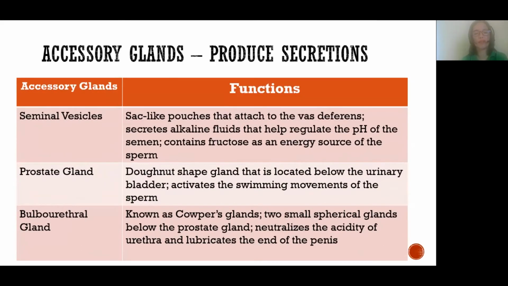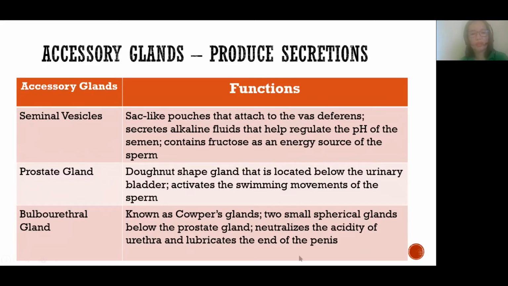Other than this, we also have accessory glands. So this part produces secretion. They produce fluids that mix with the sperm and give something to the sperm before it will be ejected during ejaculation. Okay, and what are these accessory glands? We have seminal vesicle, prostate gland, and bulbourethral gland or Cowper's gland.